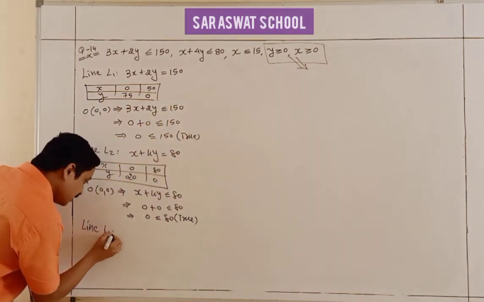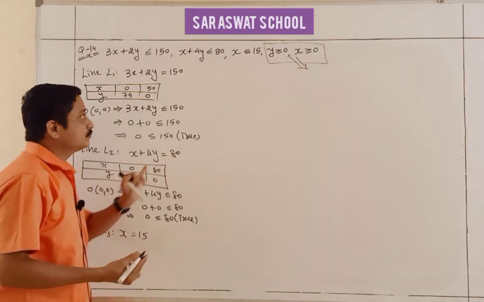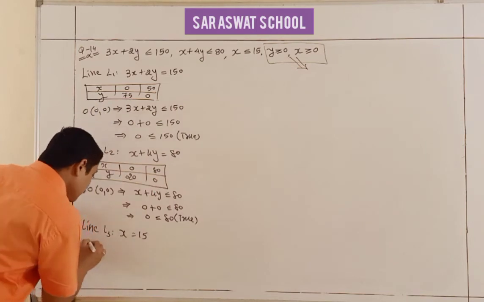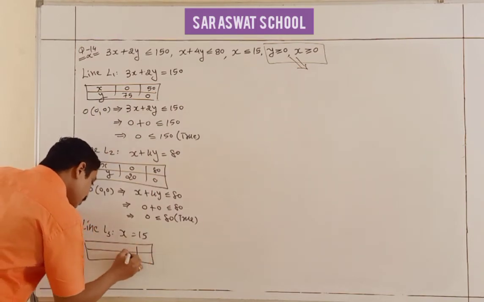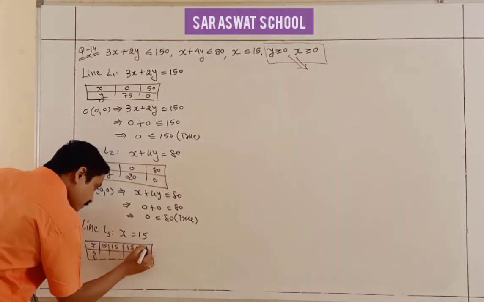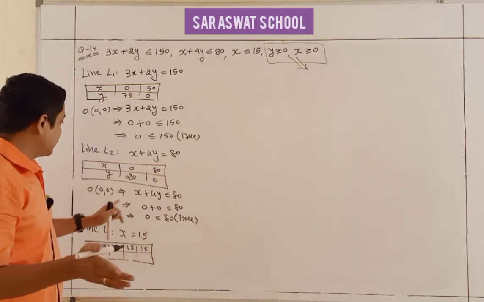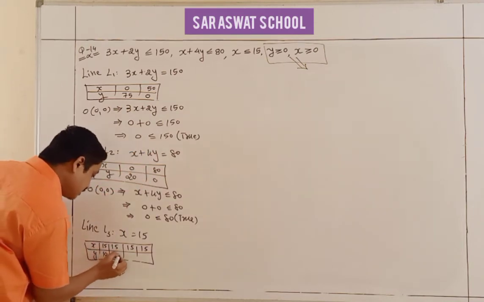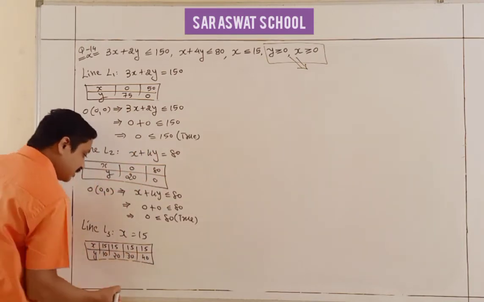Students, L3 is x less than or equal to 50. I decided on 50. So here our equation is x, y, 50. X is taking any numbers, like 10, 20, 30, 40, and that is your x equal to 15.